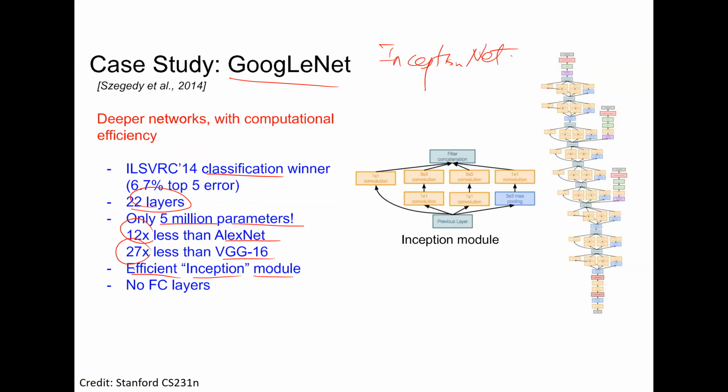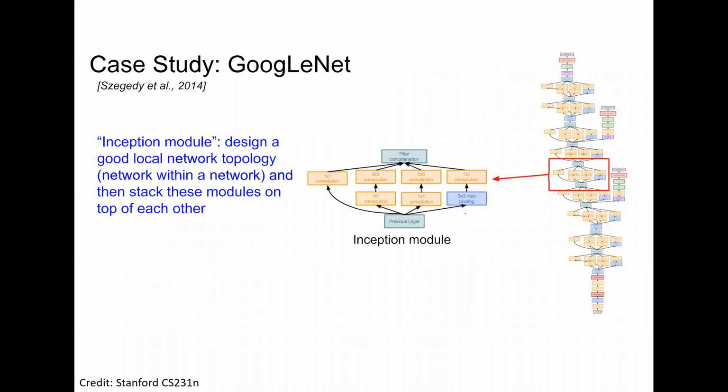And by using this efficient inception module, GoogleNet didn't need to use fully connected layers. In the previous slide, I mentioned that most parameters are in late fully connected layers. But by avoiding fully connected layers, this architecture successfully reduced the number of parameters dramatically. Okay, let's have a look at what this inception module looks like.